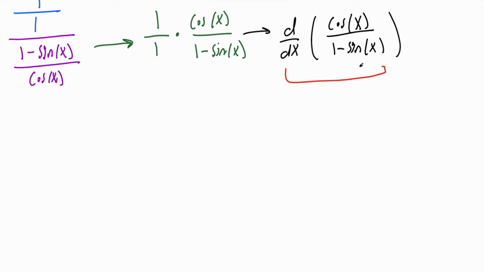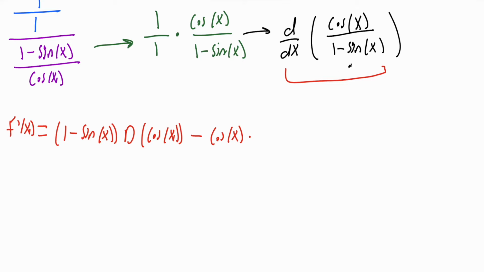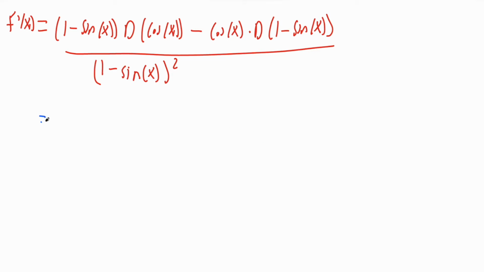So now we can go ahead and use the quotient rule. So low d high minus high d low, divided by the square of what's below. So the denominator, we're going to square this piece. So again, our low is our denominator, d high, so the derivative of our numerator, minus high, so the numerator, d low, so the derivative of our denominator, and then the square of what's below. So we're going to take this piece and we're going to square it. So let's clean this up.